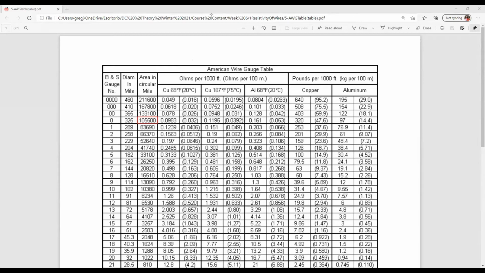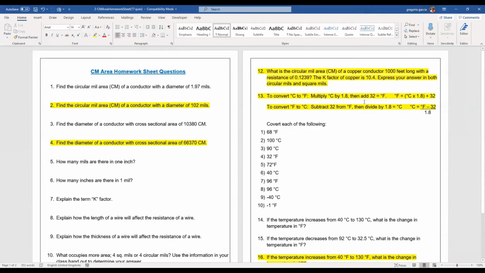Are we clear about that? Yeah. Perfect. That's good to know. Now, also it was asking to express this in circular meters, and also in square meters.